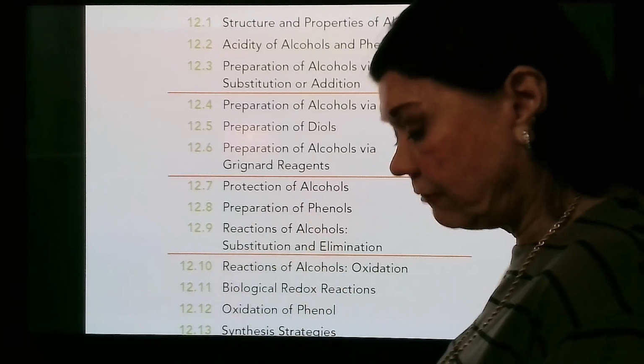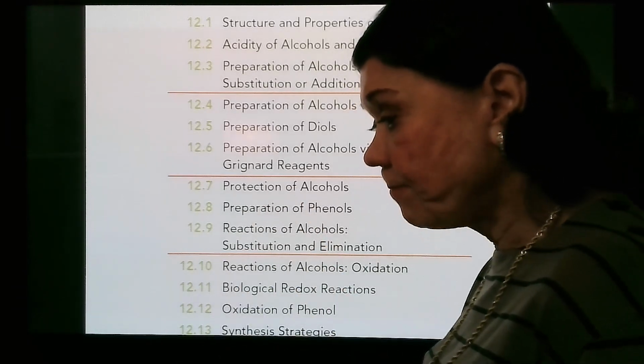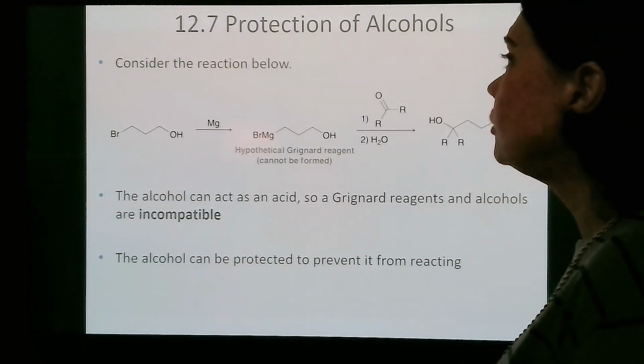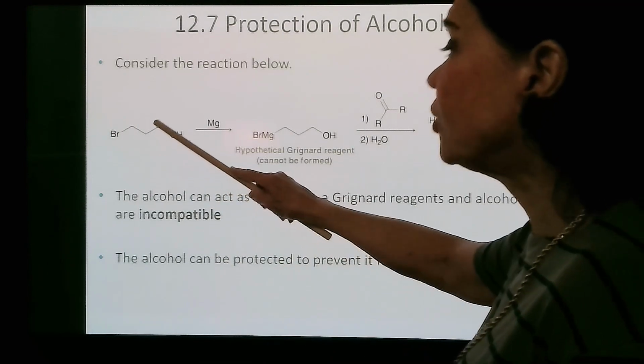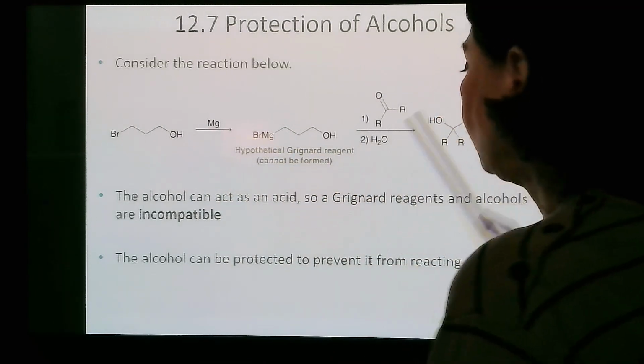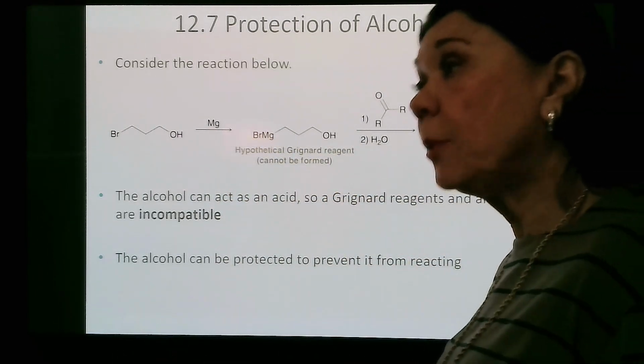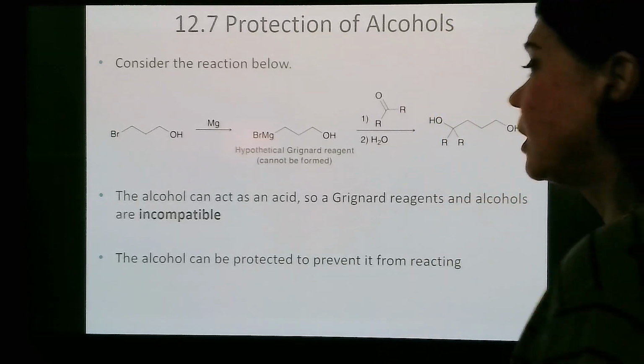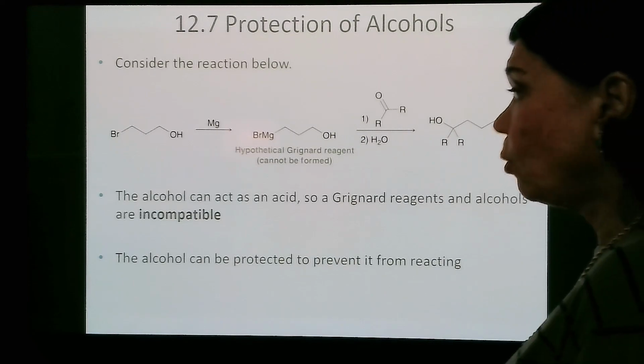Some of this will be review. So let's look at the preparation of alcohols. Remember, we've been discussing the Grignard reaction, and it is so completely important that here we're going to discuss additional ways to use it.